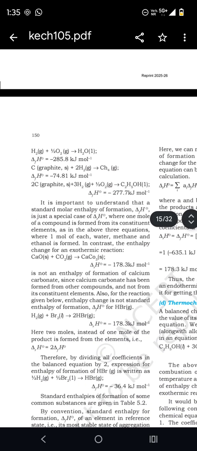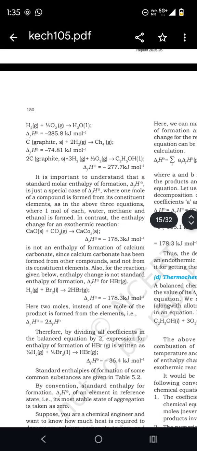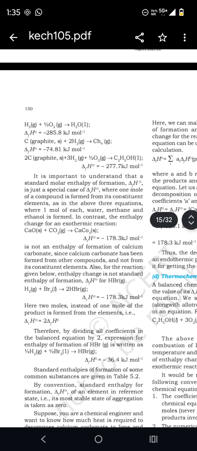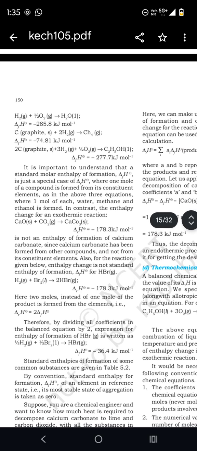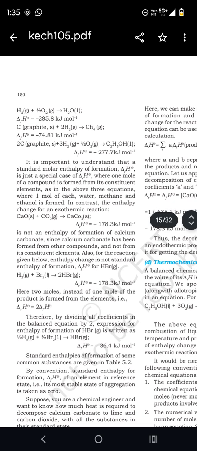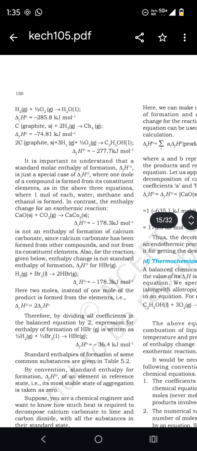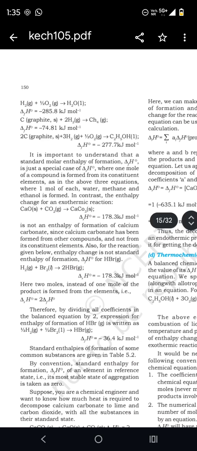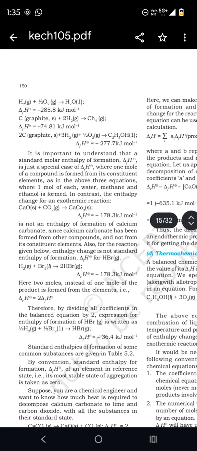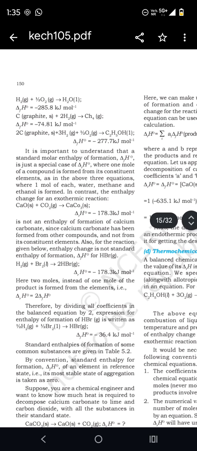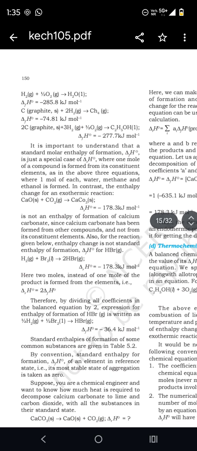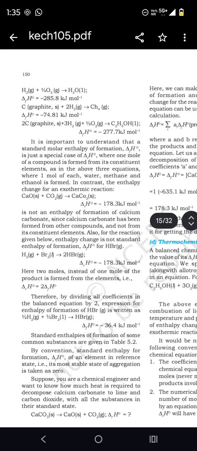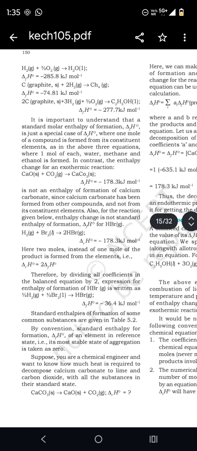It is important to understand that the standard molar enthalpy of formation is just a special case of enthalpy of formation, where one mole of the compound is formed from its constituent elements, as in the above three equations where one mole each of water, methane and ethanol is formed. It contrasts with the enthalpy change of this reaction. It is not an enthalpy of formation of calcium carbonate, since the calcium carbonate has been formed from other compounds and not from its constituent elements.